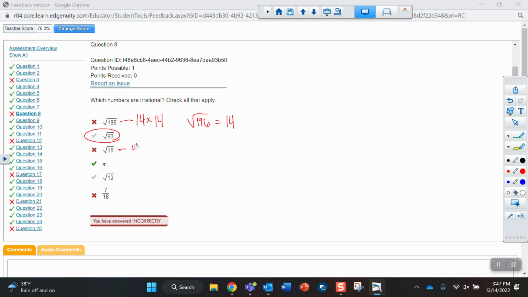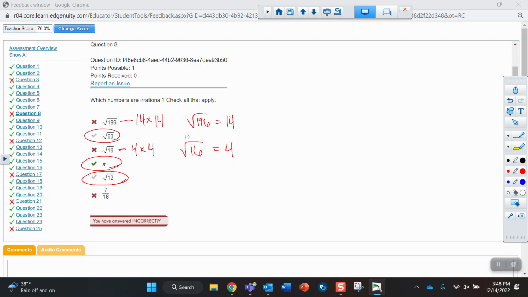The square root of 16, it comes from 4 times 4, so the square root of 16 is 4. That is rational. Pi is irrational, again, the most common irrational number probably. The square root of 12, there's not a whole number that you can multiply by itself to get 12. It's another non-perfect square. So that one should have been selected. And then again, 7/18 is a fraction.